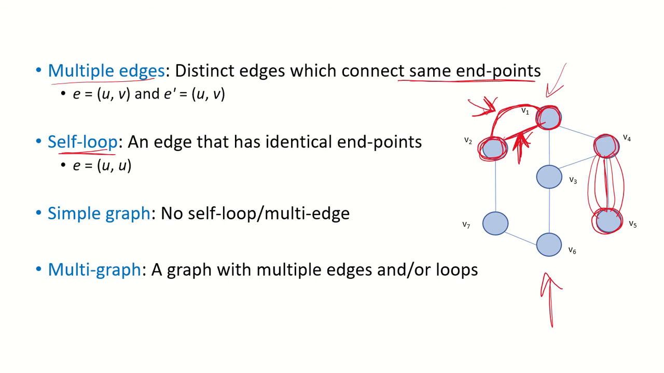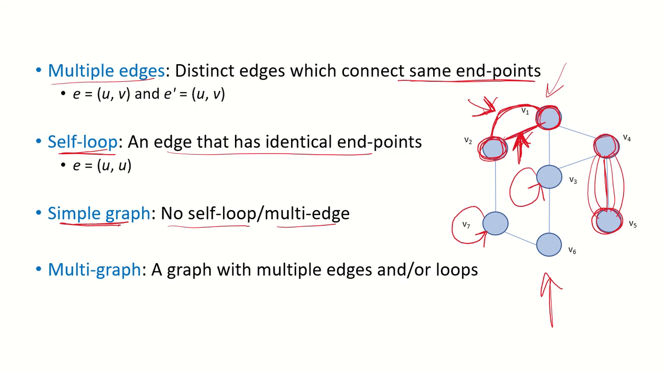Self loop. An edge that has identical endpoints is referred to as a self loop. So suppose an edge is starting from node V7 and ending at V7 itself, this will be a self loop. Any edge which is starting from a particular vertex and ending at the same vertex is referred to as a self loop. A simple graph is a graph which will have no self loop or multi-edge.